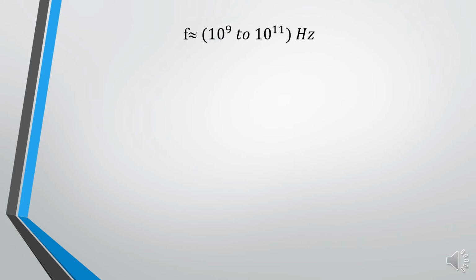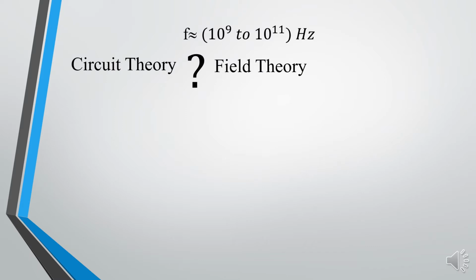The frequency over which a coaxial transmission line can operate ranges between 10 to the power 9, that means 1 gigahertz, up to 100 gigahertz, more or less. Okay, so at this very high frequency, which kind of analysis procedure can be used: either circuit theory or field theory.